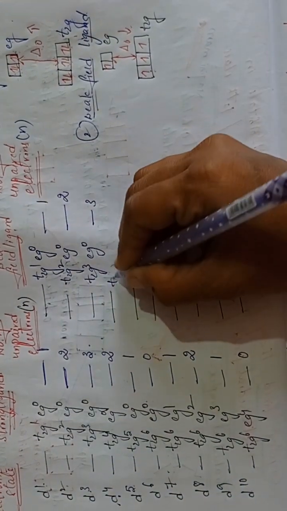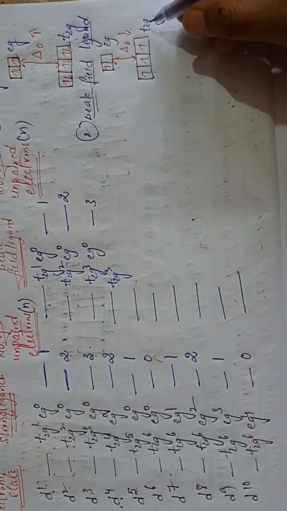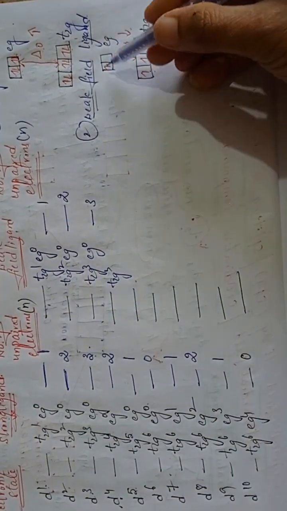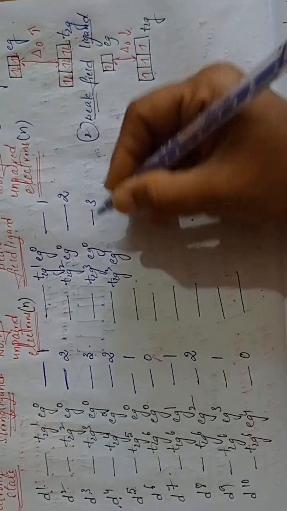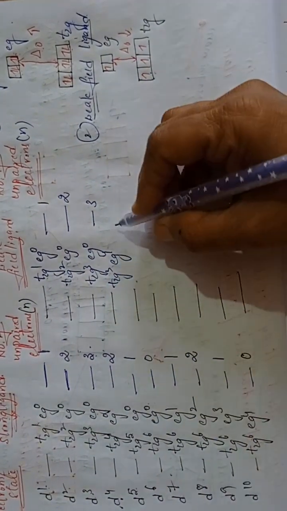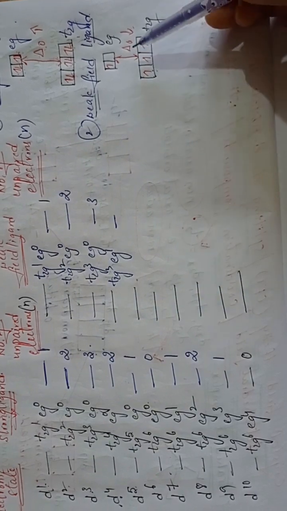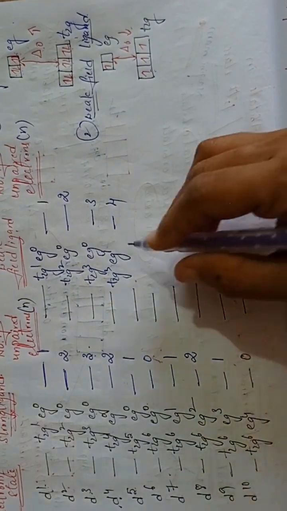Then what is the electronic configuration? T2g3, 3 electrons are there, that as it is you have to take. Eg1. Are you clear? Eg1. Now T2g3, Eg1. How many unpaired electrons are there? 1, 2, 3, 4 unpaired. Clear?